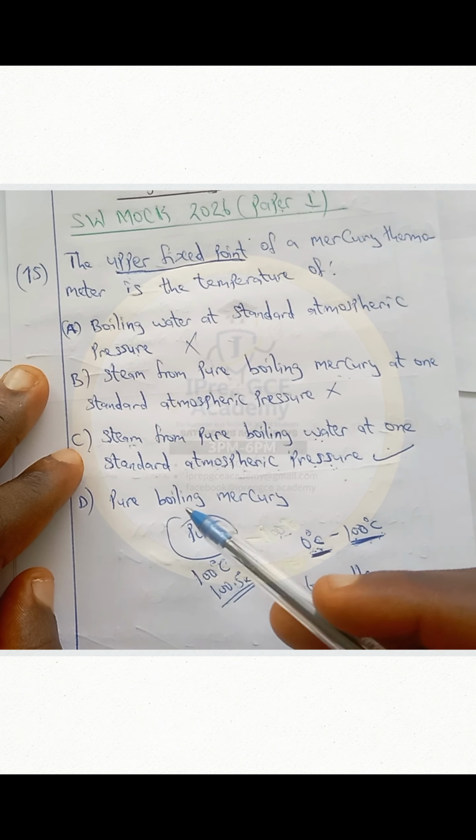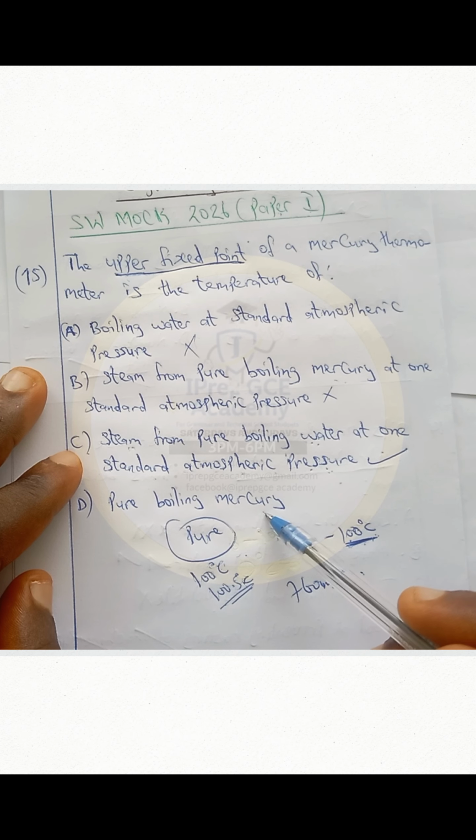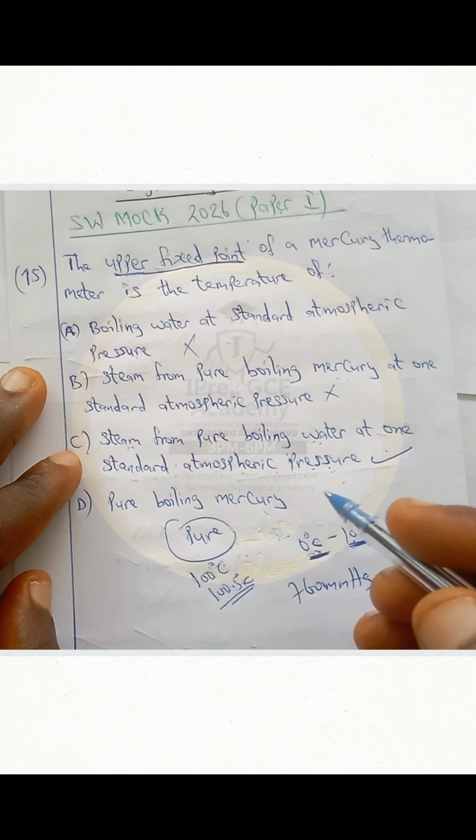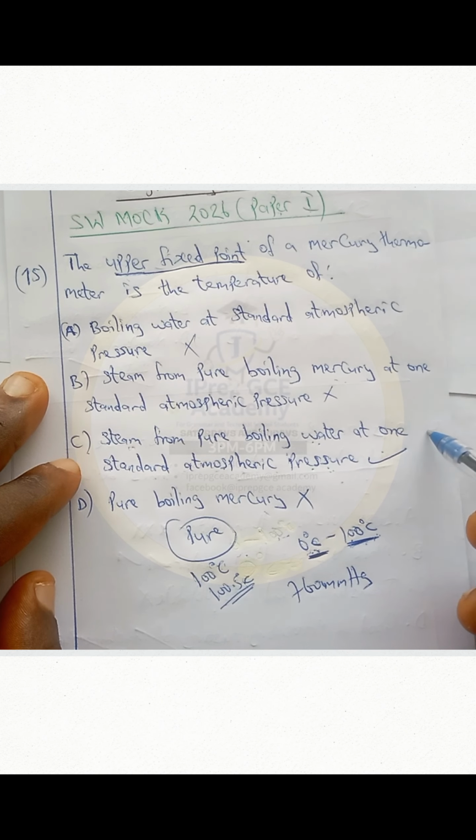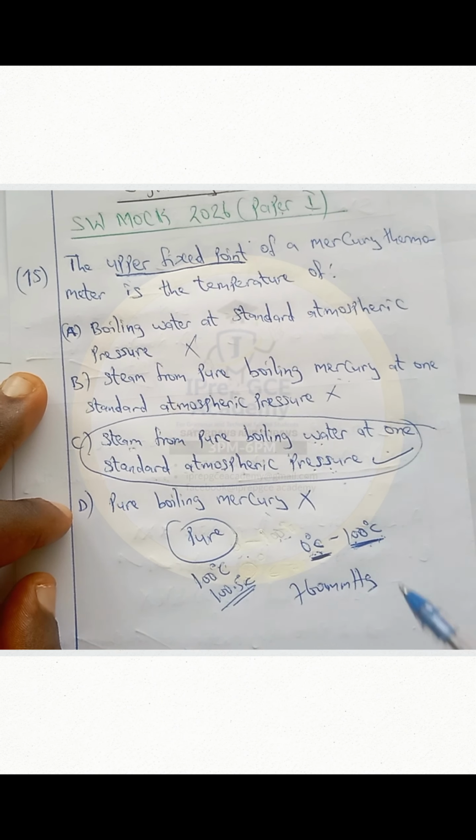Next, the next option says pure boiling mercury. Like we said, we do not use mercury or boiling mercury as a reference fluid. So the correct answer was steam from pure boiling water.